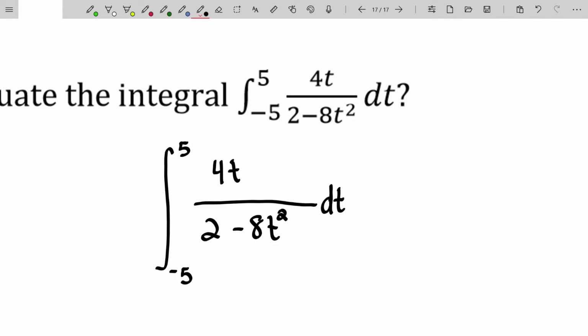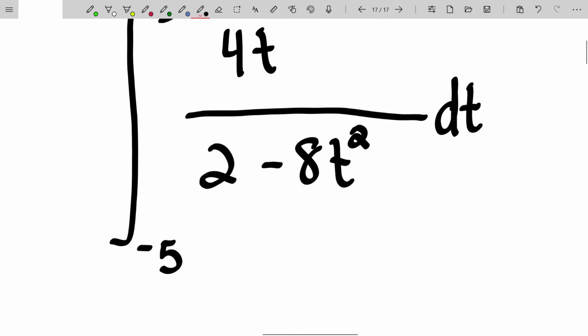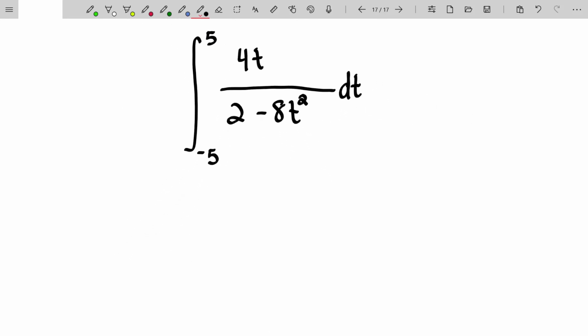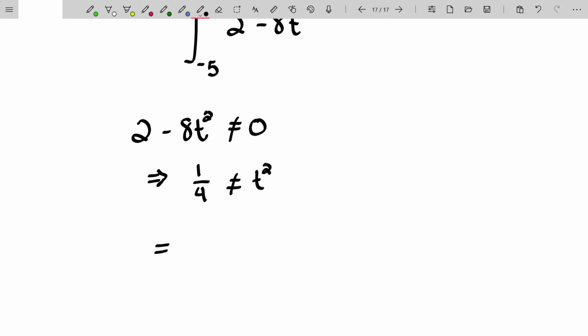But there's a hidden issue, something that you have to be aware of when you're working with definite integrals. If it's an indefinite integral, then there's no issue. Just find the antiderivative. But a definite integral, yep, you'll have some issues here. And the reason why is domain. Domain issues you have to watch out for. Notice that that denominator is 2 minus 8t squared. You do not want that denominator to be 0. Well, that means you do not want t squared to equal 1/4, which means you do not want t to equal plus or minus 1/2.